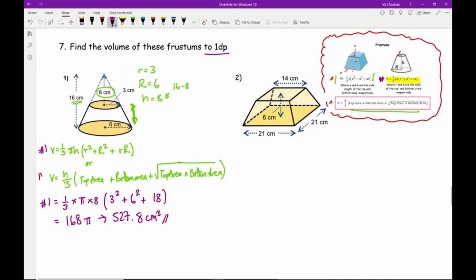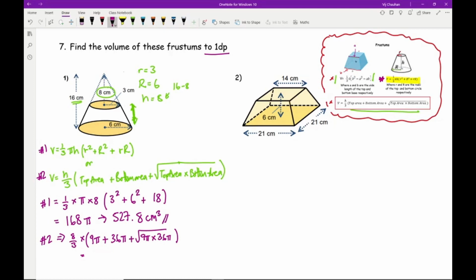Now if I was to use the second formula, which I'm going to call #2, then what that would be is 8 over 3, so that's h over 3, times the top area, which is going to be 9 pi, plus the bottom area, which is going to be 36 pi, plus the square root of the top area, 9 pi, times 36 pi. And if I type that into my calculator, just to make sure it doesn't come up with a different answer, I may have to edit this video quite heavily.